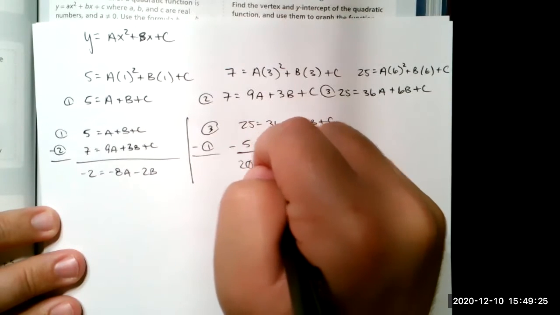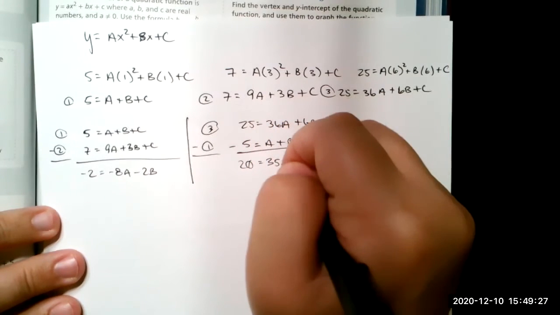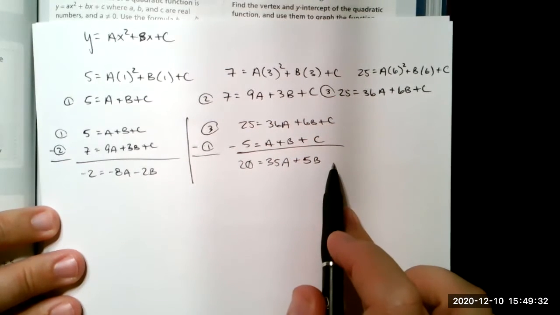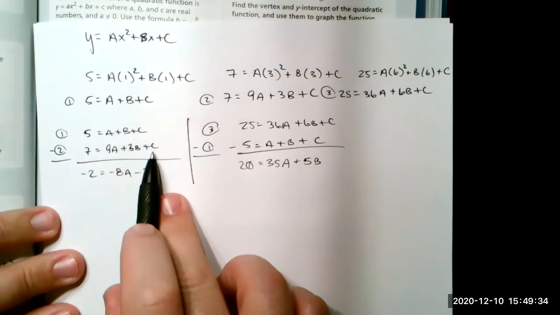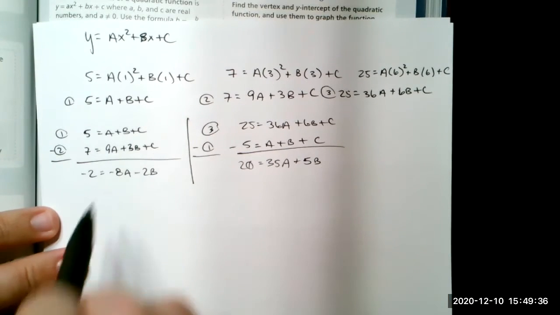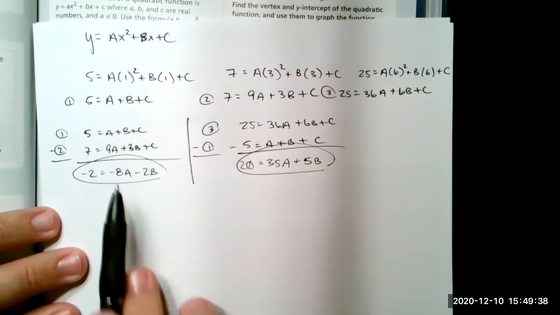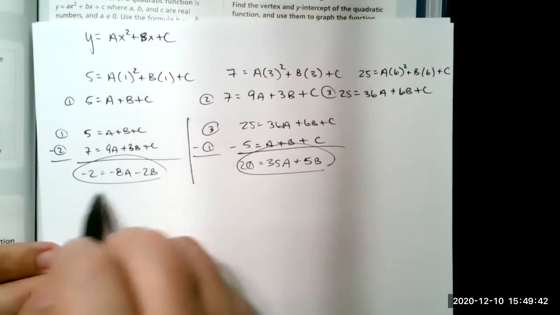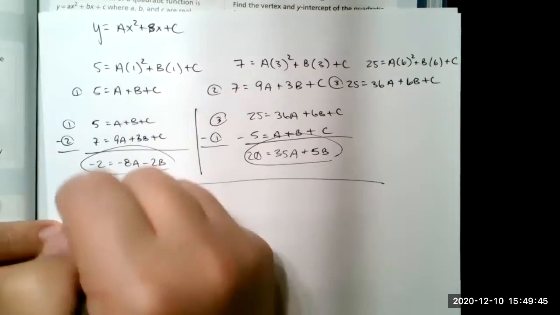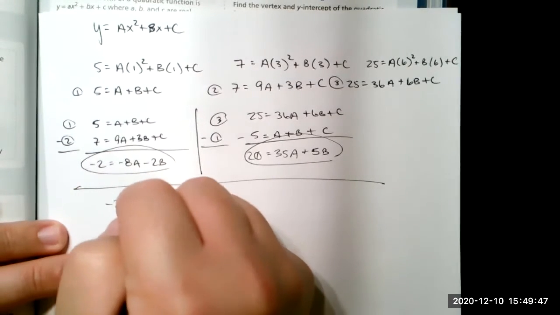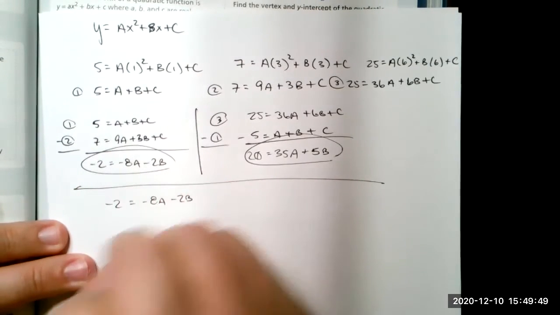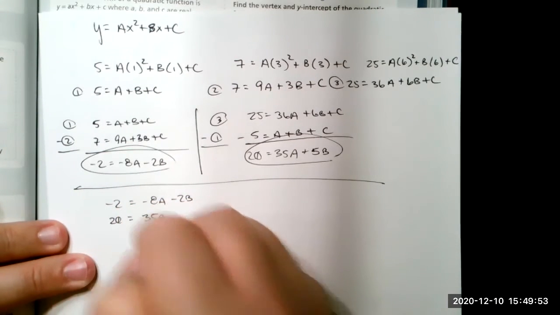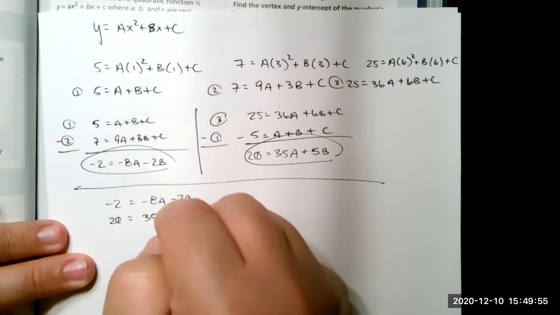36A minus A is 35A. 6B minus B is 5B. And again, C minus C is 0. So I eliminated C in the first step. I eliminated C in the second step. That gave me 2 new equations with 2 variables, okay? So now I've got negative 2 equals negative 8A minus 2B, and I've got 20 equals 35A plus 5B.